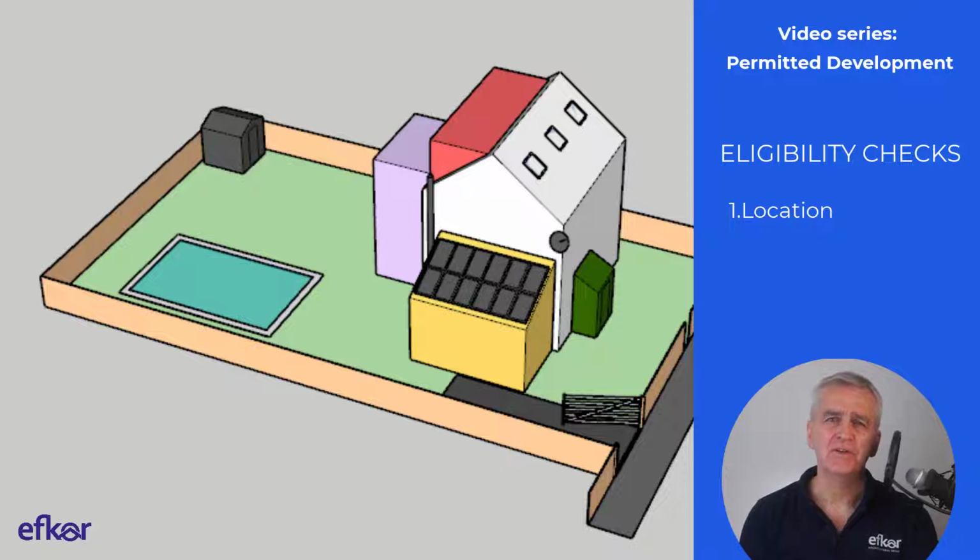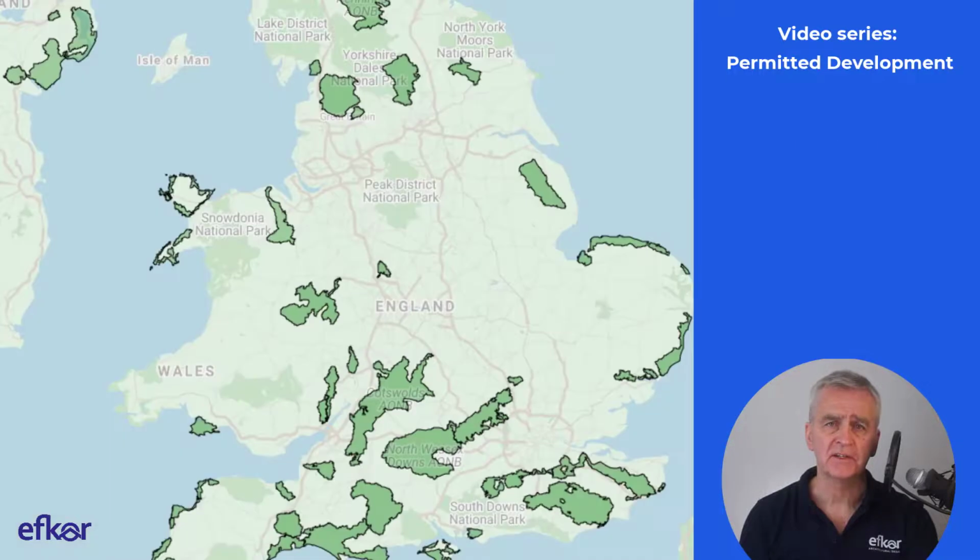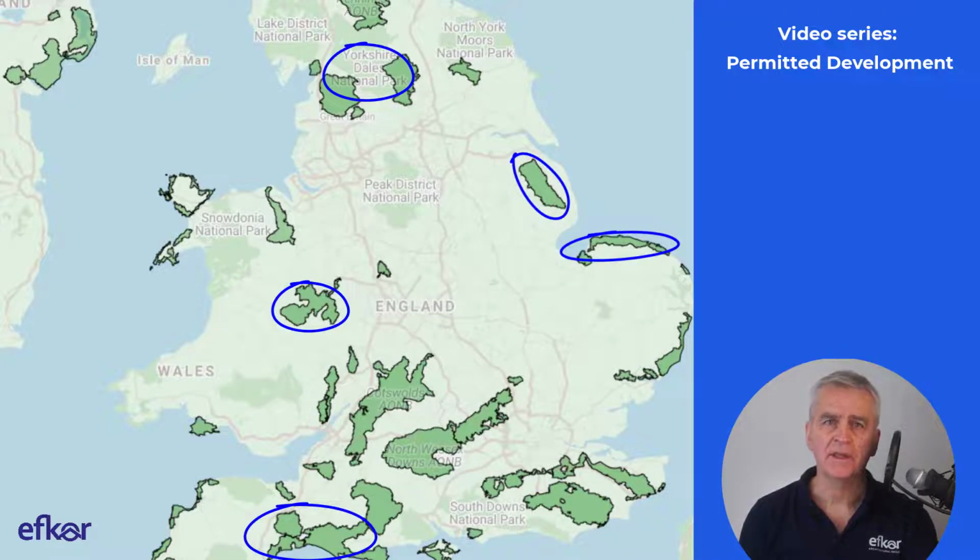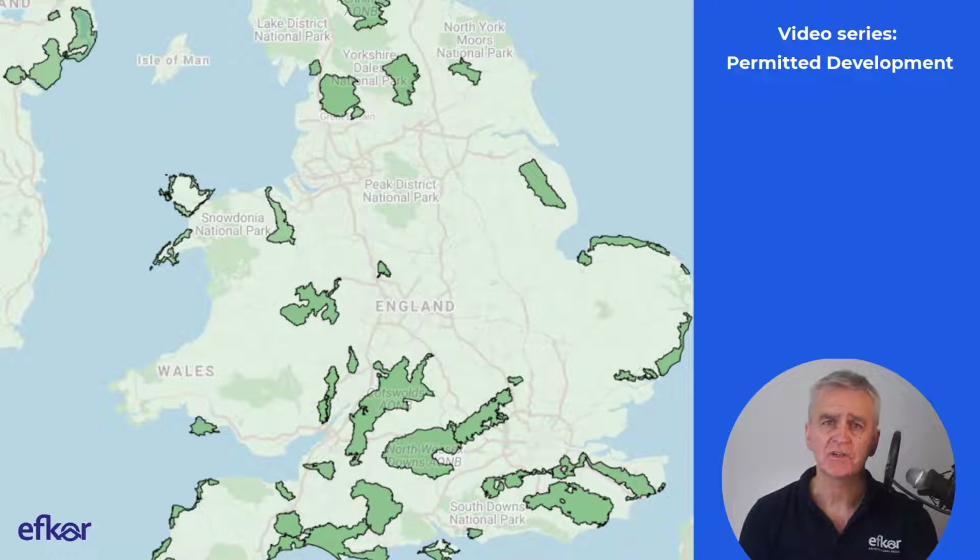First, location of your property. Are you eligible where you are located? PD rights are not available on most Article 2.3 land, commonly referred to as designated areas. These include national parks, areas of outstanding natural beauty, or AONB, World Heritage Sites, and the Norfolk and Suffolk Broads.